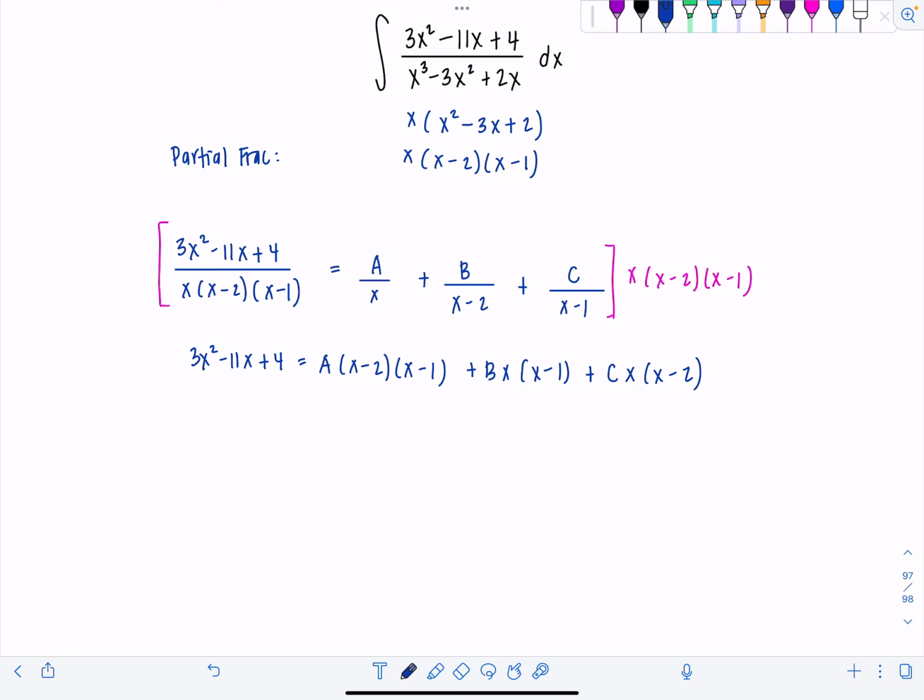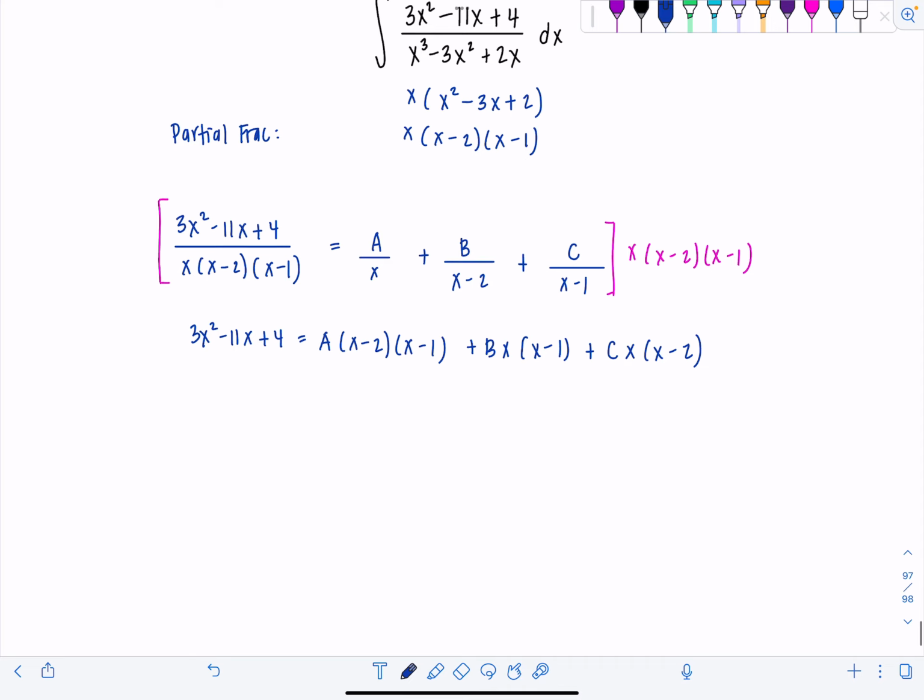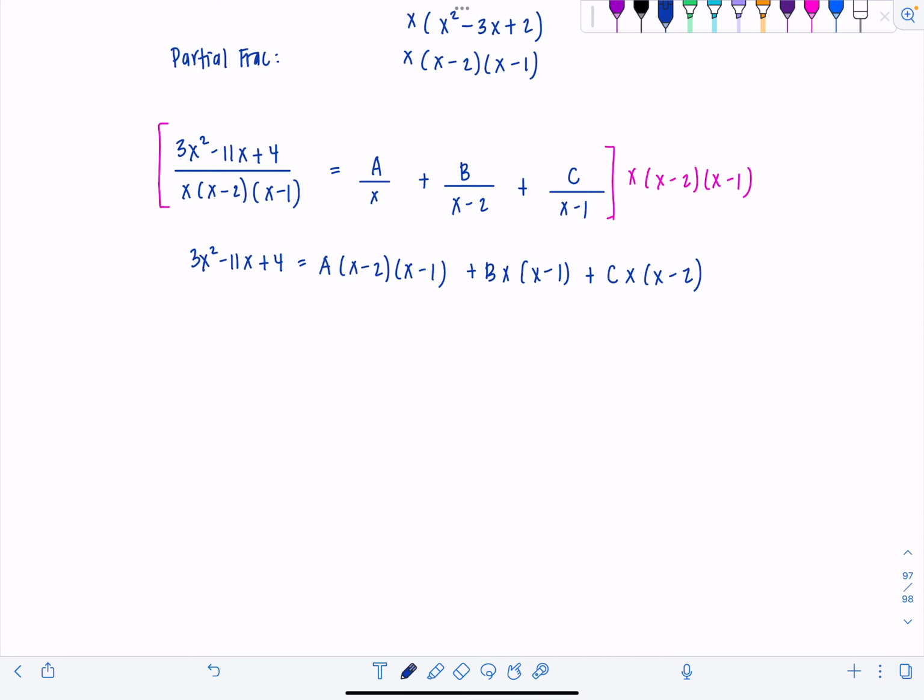Now there's a few different techniques, maybe two, to solve for A, B, and C. I'll show you my favorite one for a scenario like this. Because we have all non-repeated linear factors, just substitute in for x what would make each of the different factors or denominators 0 at this step here. So notice A over x, I'm just going to let x equal 0.